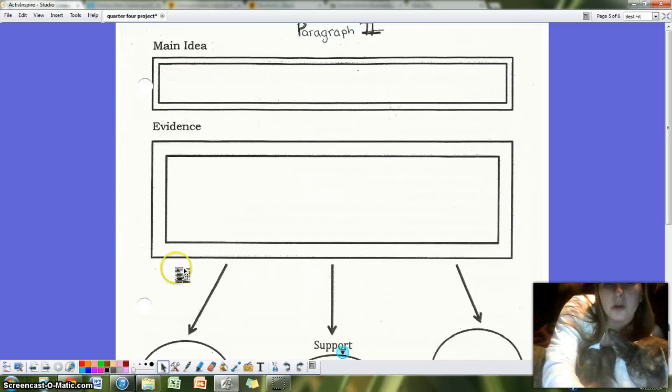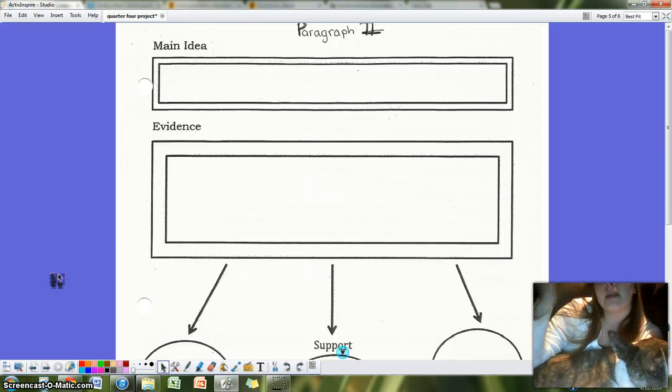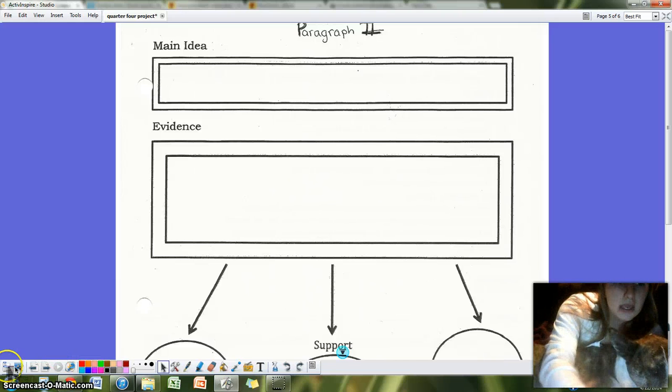Your evidence, you are going to have different pieces of evidence that support the same idea, and your supporting ideas are going to be different because they support the evidence. So you need to make sure that both paragraph 1 and 2 cover the same idea, but have different pieces of evidence. That is part 1 of your project.